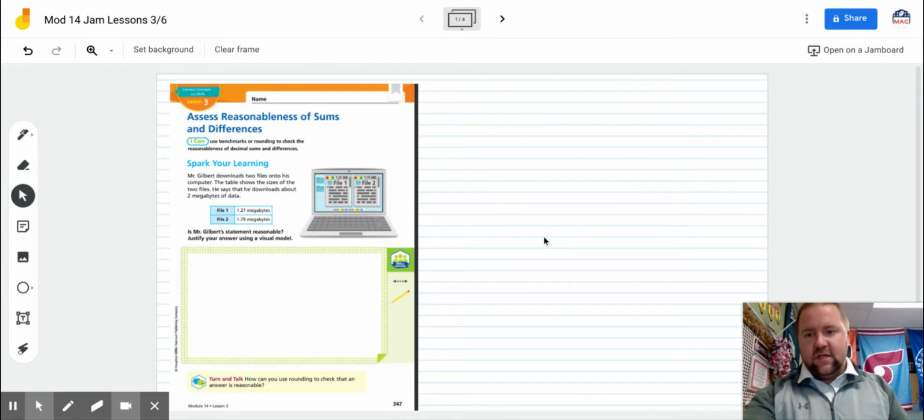Okay, so it says, Spark Your Learning, Mr. Gilbert downloads 2 files onto his computer. The table shows the sizes of the 2 files. He says that he downloads about 2 megabytes of data. So file 1 is 1 and 27 hundredths megabytes, and file 2 is 1 and 79 hundredths megabytes. So is that reasonable to say that it was about 2 megabytes?